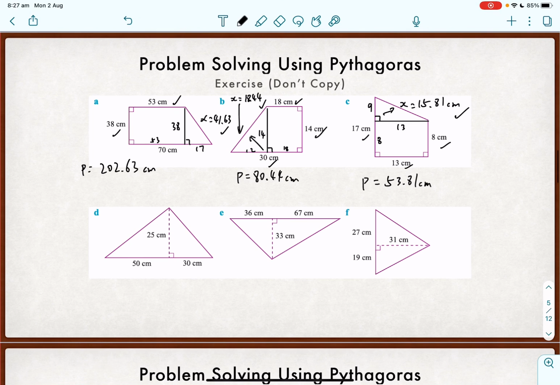Now next one, well, this one is complicated because we actually have two that are unknown. You need A and B. So let's do A first. Now A is this side. Well, obviously it's unknown, so we need to plus it. So A is square root 25 squared plus 50 squared.